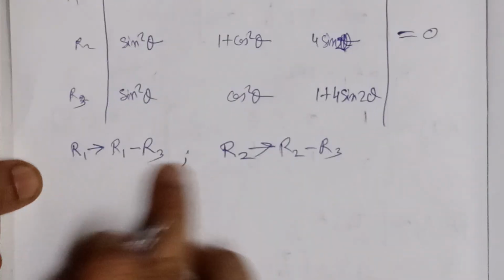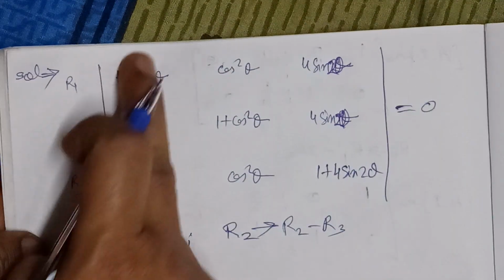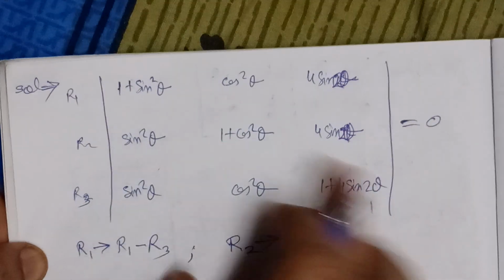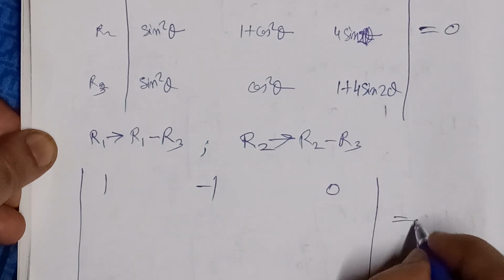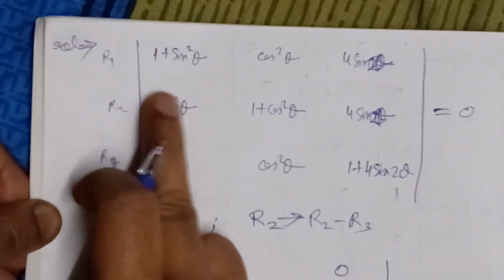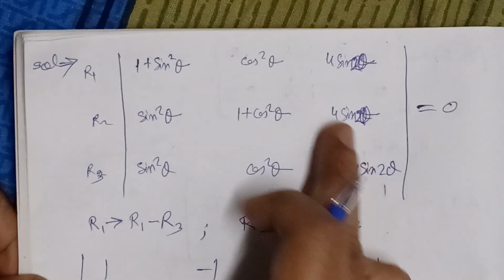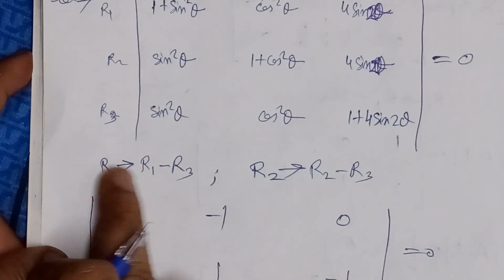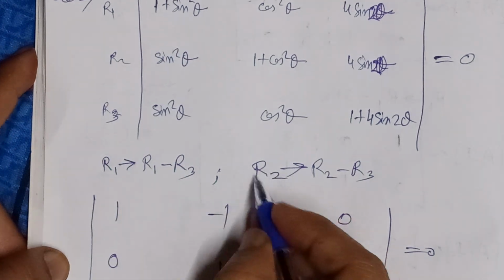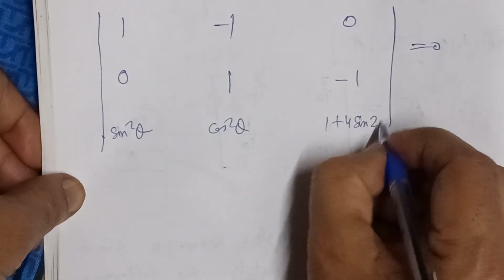So to perform this operation, we go to the next step and apply this operation. We get here only 1, this minus this we get 1, this minus this we get minus 1, and because these values are equal we get 0 here. When we apply this operation, this minus this we get 0, this minus this we get 1, this minus this we get minus 1 here. R only changes in R1 and R2, there is no change in R3, so we should write R3 without any change. So I write sine square theta, cos square theta, 1 plus 4 sine 2 theta.